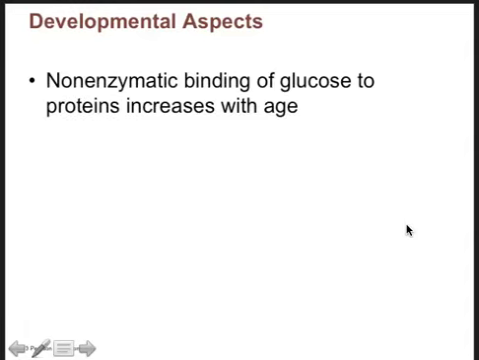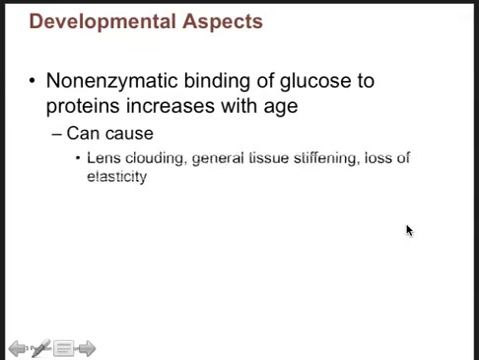Other components. Non-enzymatic binding of glucose to protein can increase with age, and this can cause lens clouding, general tissue stiffening, and loss of elasticity, leading to things such as cataracts and arteriosclerosis, nephrosclerosis, and a decline in muscle activity, just to name a few of the degenerative effects that occur as we age.